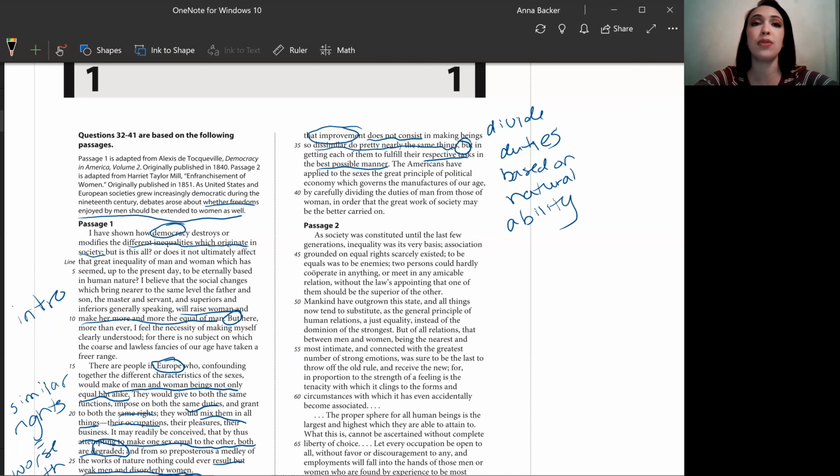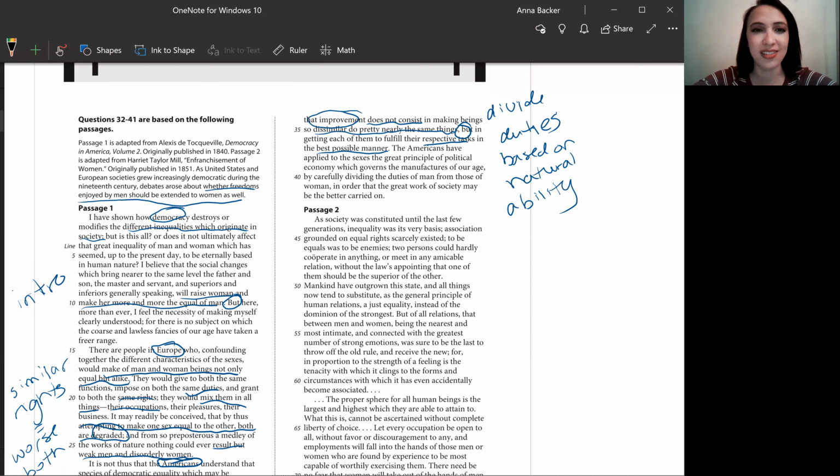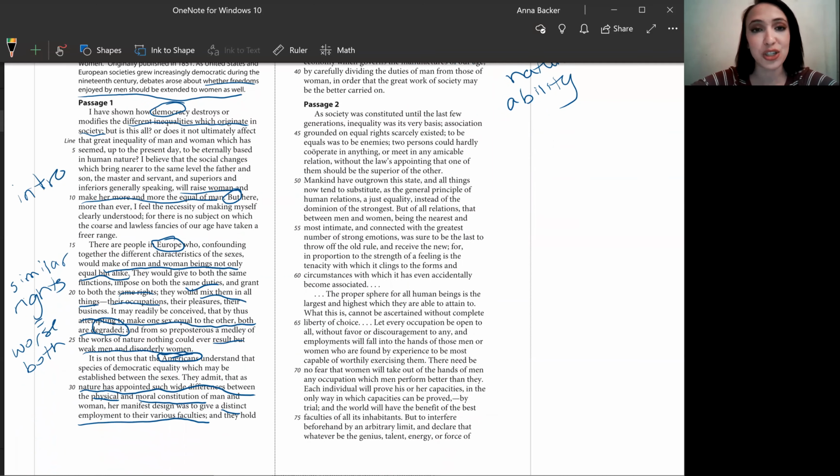This author is saying if we divide their duties based on their natural ability, we're going to have the most productive society, because that's what nature said, and nature must be right. All right, so this author clearly not in favor of equality of rights for men and women. Passage 2 probably is going to be in favor of it. Let's read on. So, passage 2.